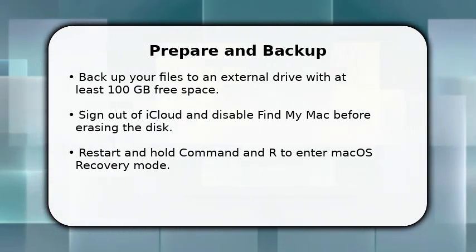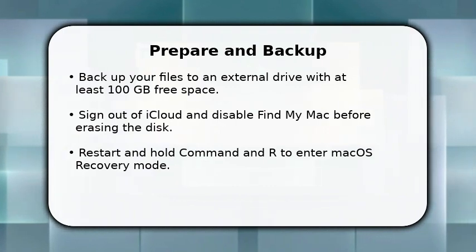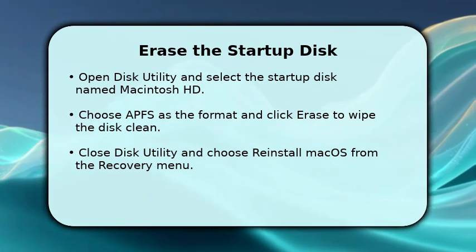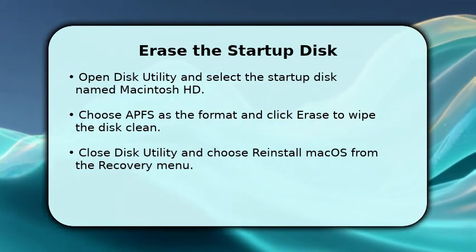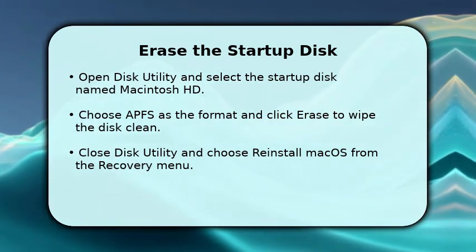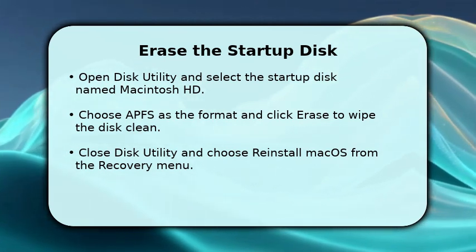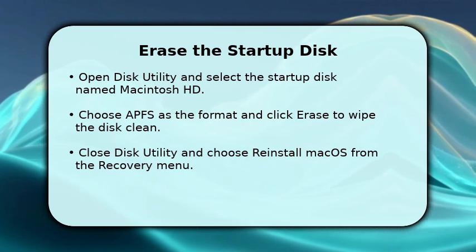Once in recovery, open Disk Utility and select the startup disk named Macintosh HD. Click Erase and choose APFS as the format when prompted for High Sierra. Name the volume Macintosh HD and confirm the erase to wipe the disk completely. Wait for the erase process to finish before closing Disk Utility.